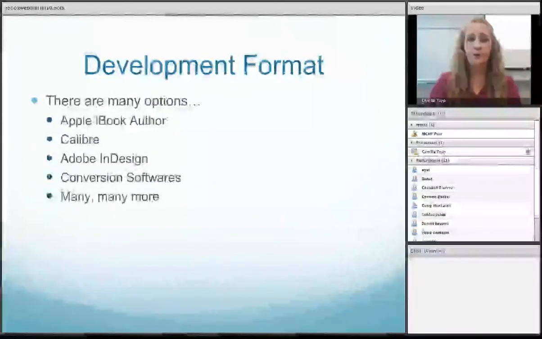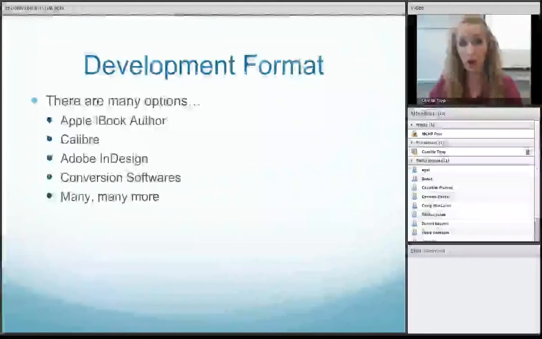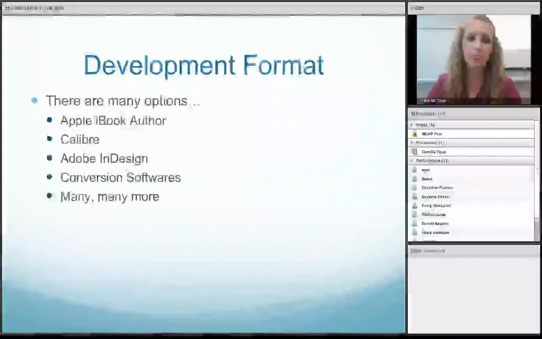So, development format. There are many options. These are the main software packages that are used. Apple iBooks Author is what we chose to use in this first round. The reason is that it would allow us to have access to Apple, which can be hard to get approvals for, but it's also a pretty user-friendly software, so it doesn't take long to learn. You don't need to learn a full design package. It's very straightforward and has templates. It was really great to work with in my experience, but there are some downsides to it, like anything else.